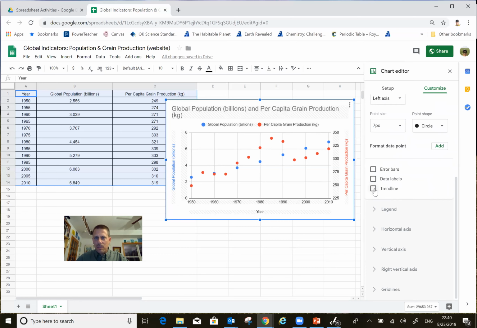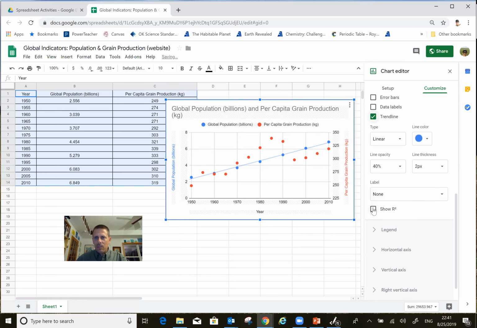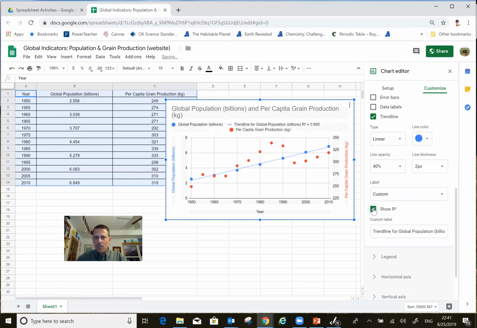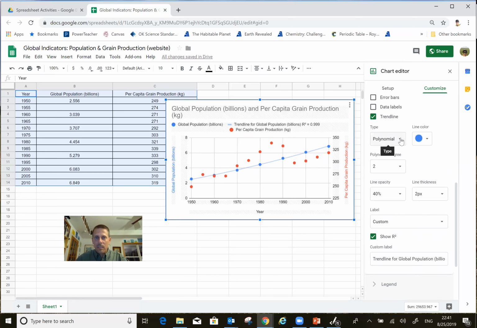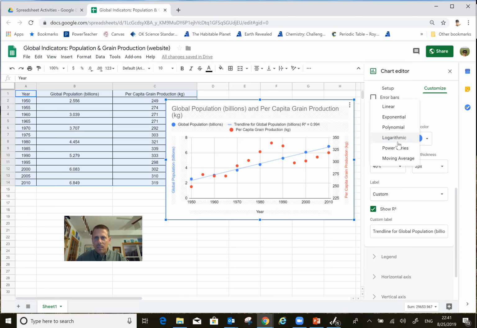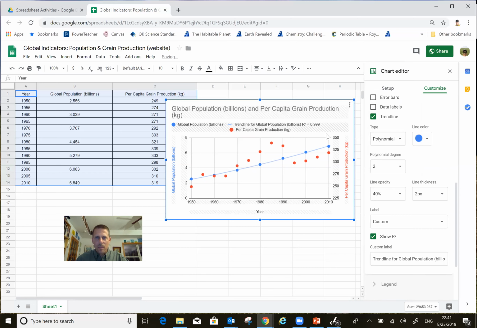Let's go down to the trend lines. And remember, we like to use the R-squared value to show which one seems to fit the line the best. So we see for linear, 0.995. Exponential is less than that, so it doesn't fit as well. Polynomial is nearly one. It's pretty good. Logarithmic, a little bit less than that. Power series. So in this one, the polynomial has the best fit. So that's the trend line that I will use for that.